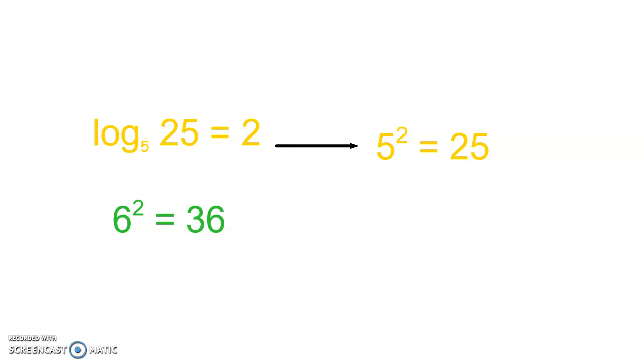Something else that we've talked about is how to go from an exponential into a log. So here I have the exponential 6 squared equals 36. And if I want to write this as a log, that now becomes log base 6 of 36 equals 2. So all of this we've discussed in the past. We're just going to elaborate on that today.